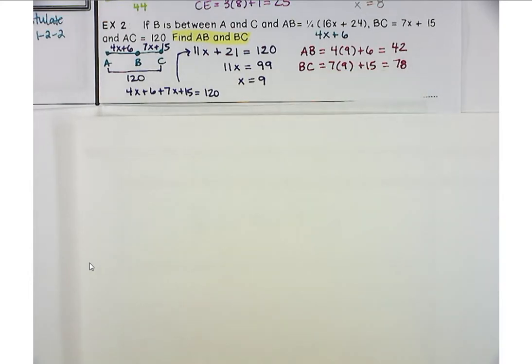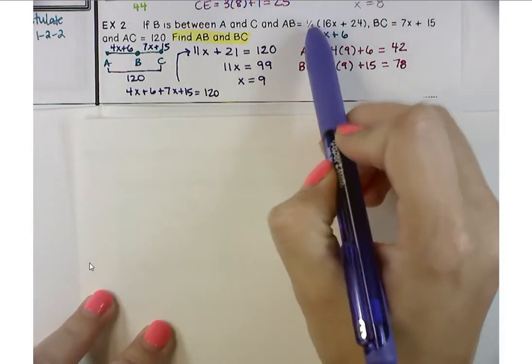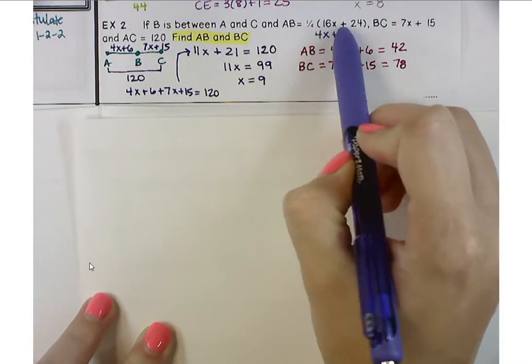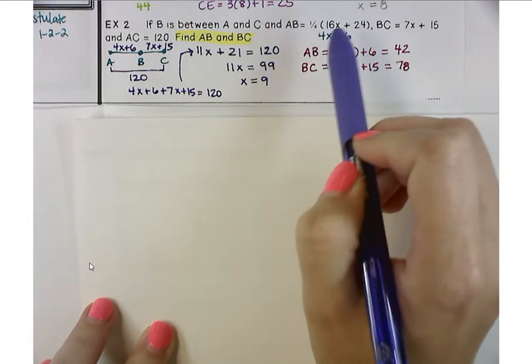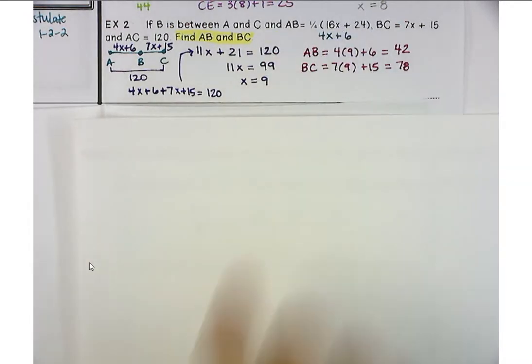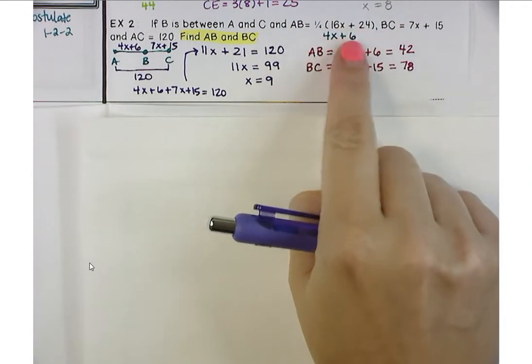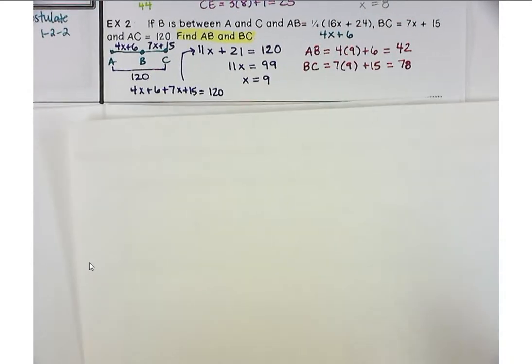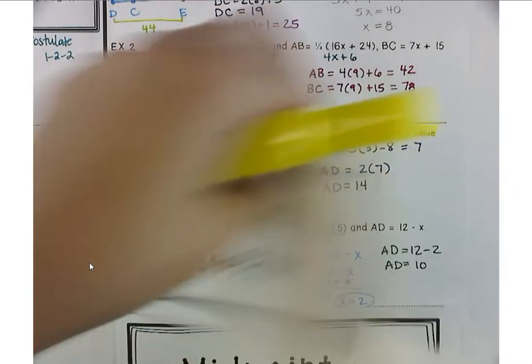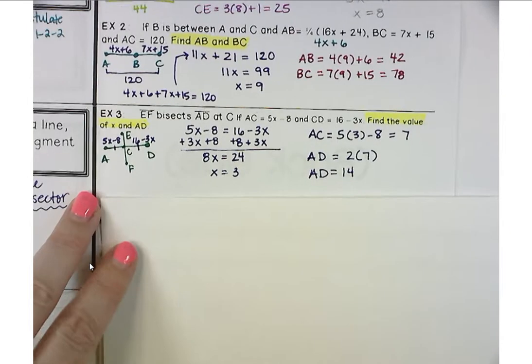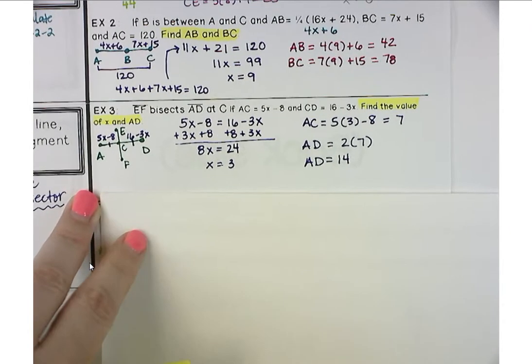Yes? Wait, where did you get the 4x plus 6? Oh, so what I did is I simplified the 1/4 times 16x plus 24. Oh, on a different one, okay. Yep, so we use the distributive property to simplify that there. Okay, and then did we get through all of example 3 together?